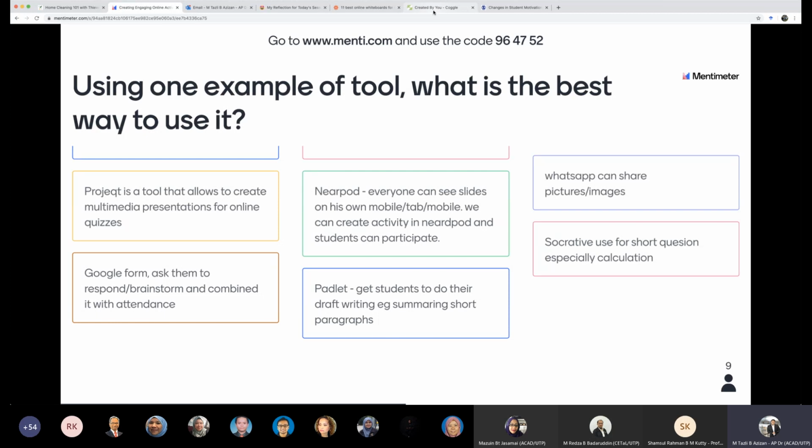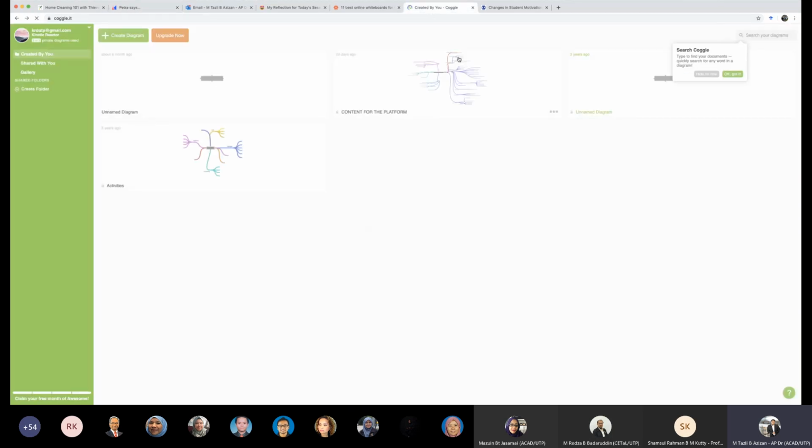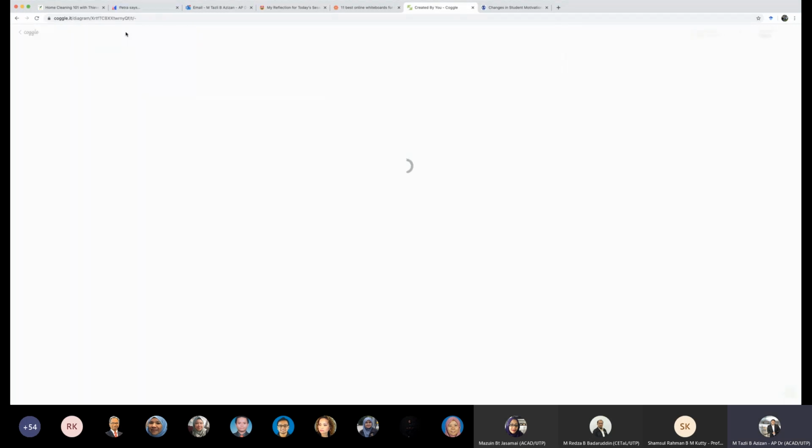Another collaborative platform that you could use is Coggle. Okay, Coggle, this is where you'll be able to create a mind map. So you can create a diagram. Okay, and then when you create a diagram, you can create a mind map here.